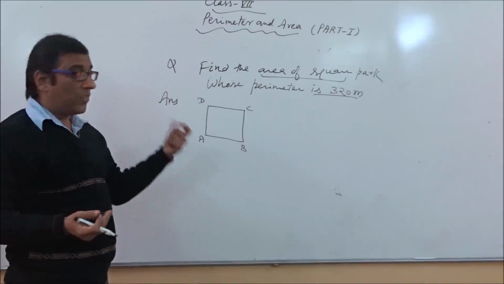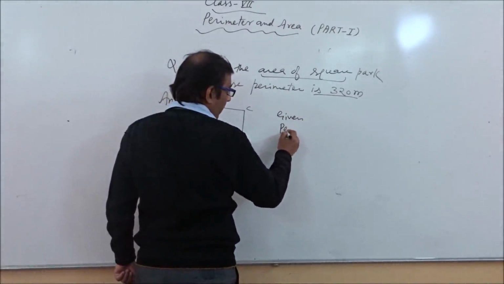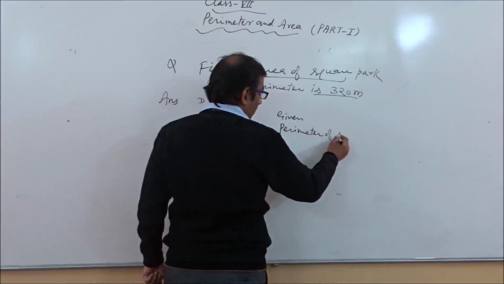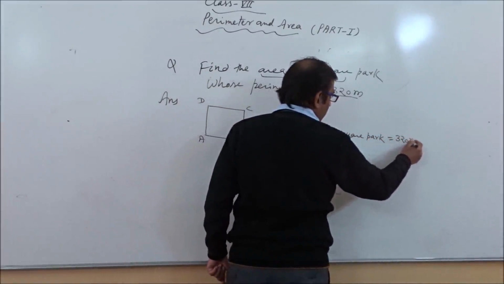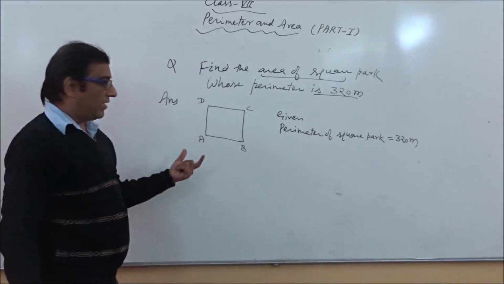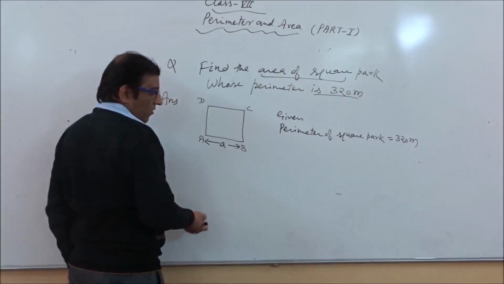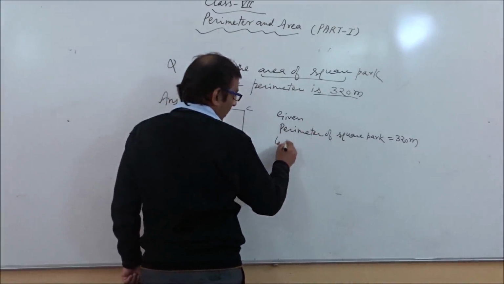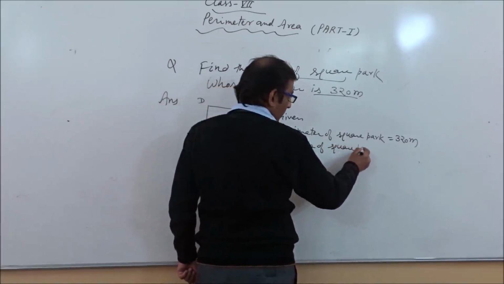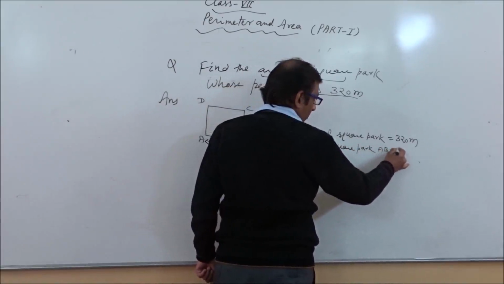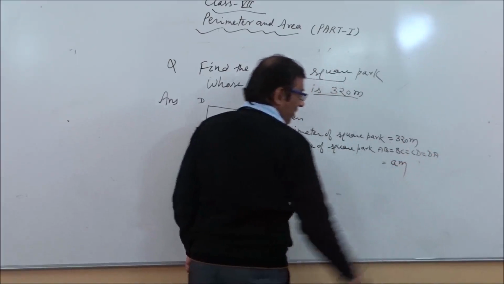We have no idea, and we know very well that in a square all the sides are equal. So how can we calculate the side first? One thing we know very well, we are given the perimeter of the square part equals 320 meter. If we say the side is A, then we will write one more line: side of the square part, AB or BC or CD or DA, all sides are equal, equal to A meter.